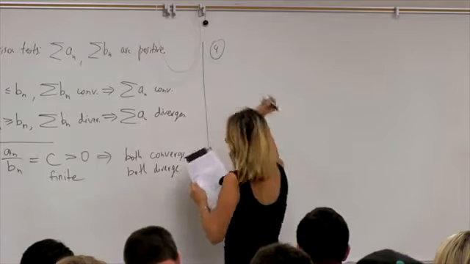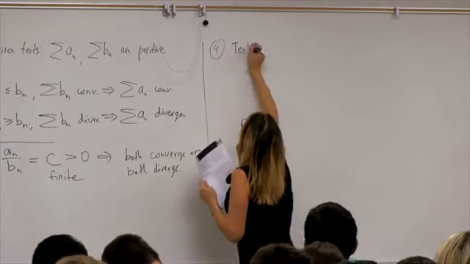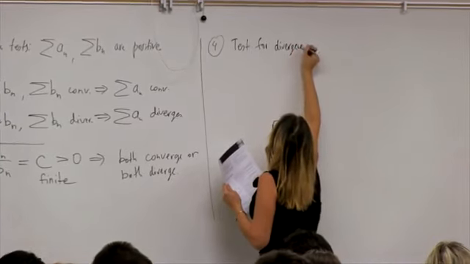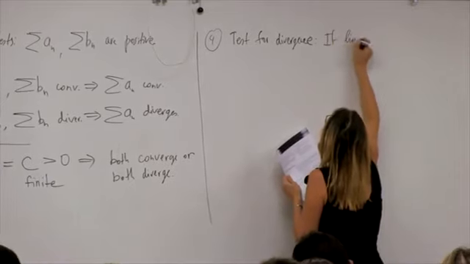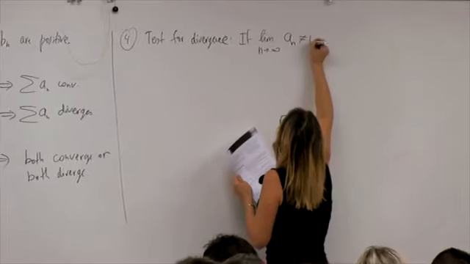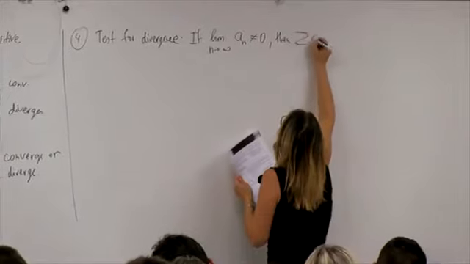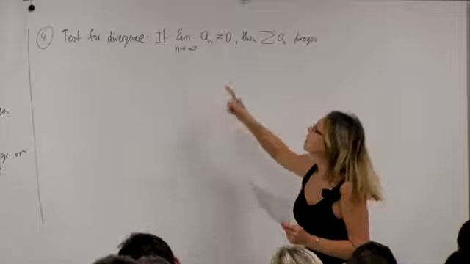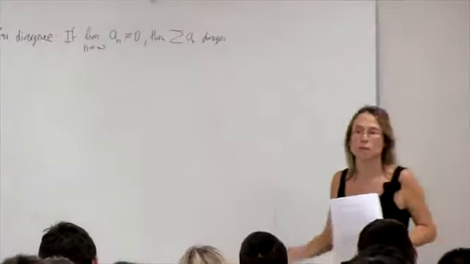Number 4 is a test for divergence. This is the easiest one. Test for divergence. So if the terms don't go to 0, okay, then the series for sure diverges. If they go to 0, then we don't know. Okay, but if they don't go to 0, then for sure we can stop. Let's say it diverges.